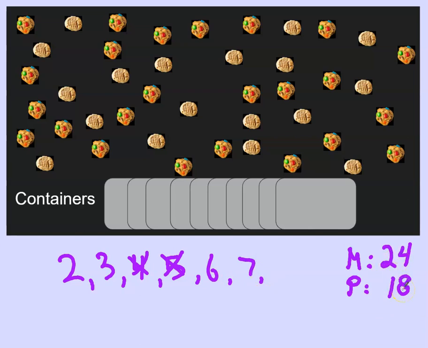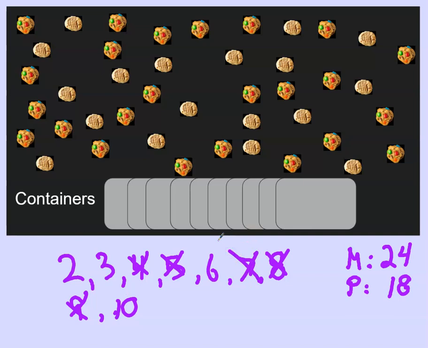So what we're doing is going through and figuring out ways that you could split the cookies up into various numbers of containers. You could split up into 8 for the monster cookies, but not the peanut butters. So that one didn't work. How about 9? Well, yeah, that one works for the peanut butter, but not the monster. Okay. How about 10? Well, no, neither.